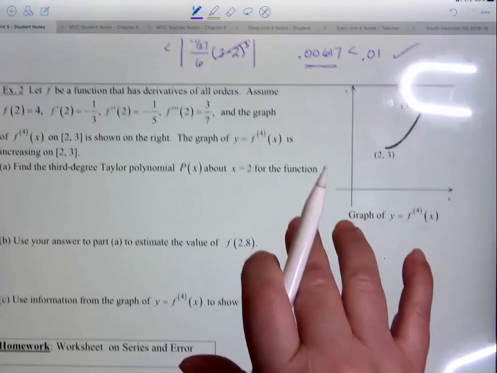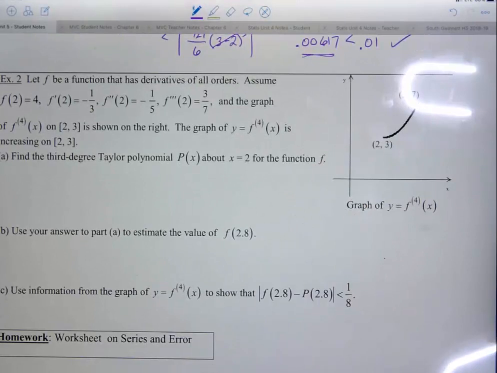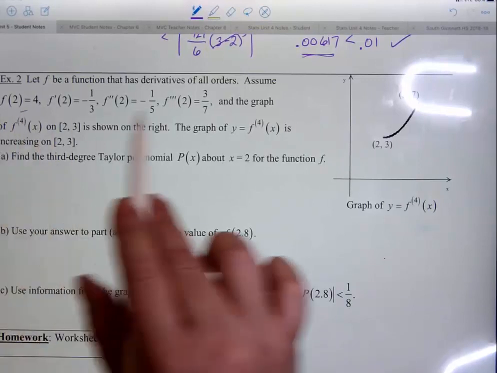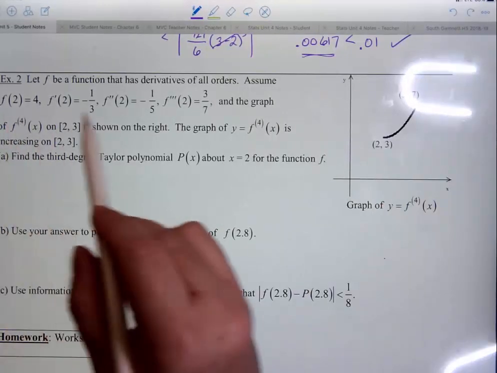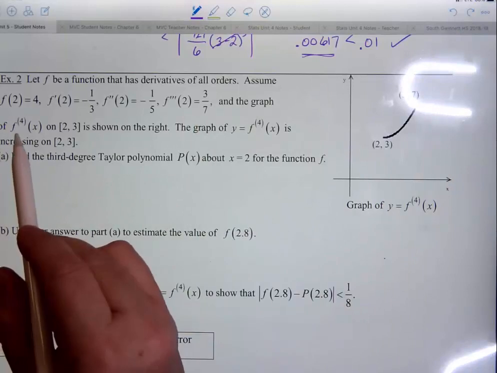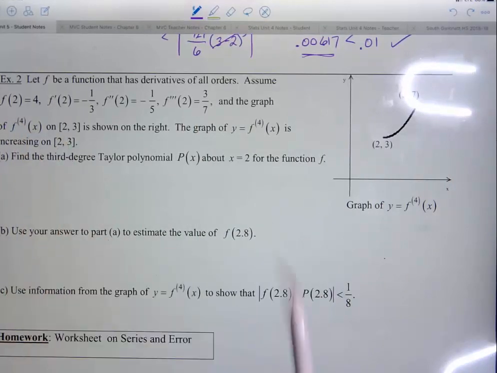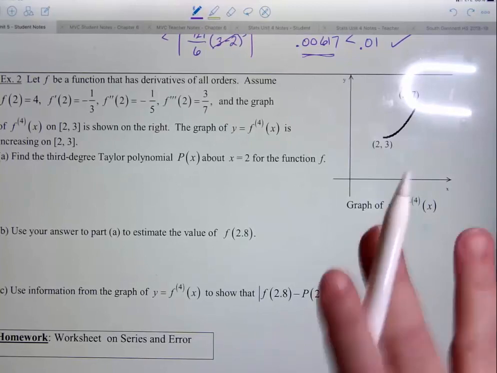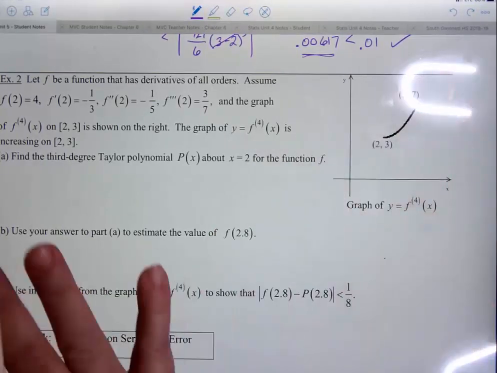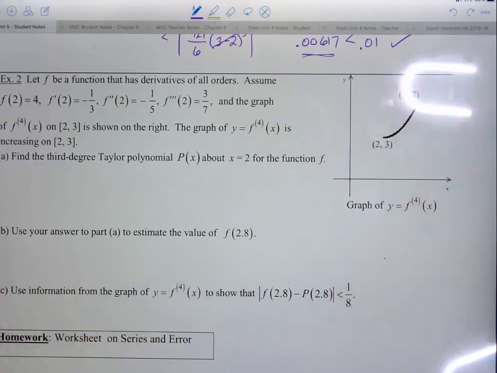This one says, let f be a function that has derivatives of all orders. In other words, you can take the derivative over and over again. Assume all of this stuff right here, blah, blah, blah, and the graph of the fourth derivative is shown at the right. When I saw this problem the first time I did it, I said, I've never seen anything like this before. And that kind of scared me. But you know what? I said, okay, I'm not going to worry about it. I'm just going to move on. And hopefully how I need it is going to show itself.